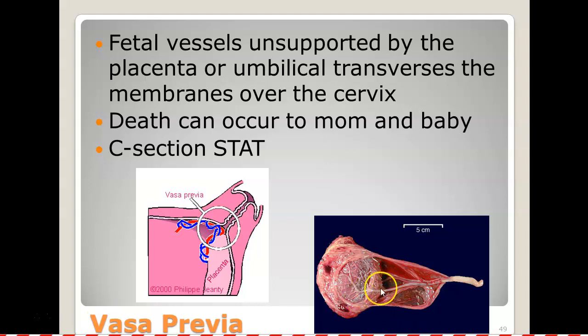So notice that the vessels that are connected from mom to baby, the placenta of the baby, they're not protected by either the cord or the placenta like they should be. And this can cause hemorrhaging as well as damage to oxygenation for the baby. And so that would require a cesarean section immediately as well. And we would see that with fetal distress.